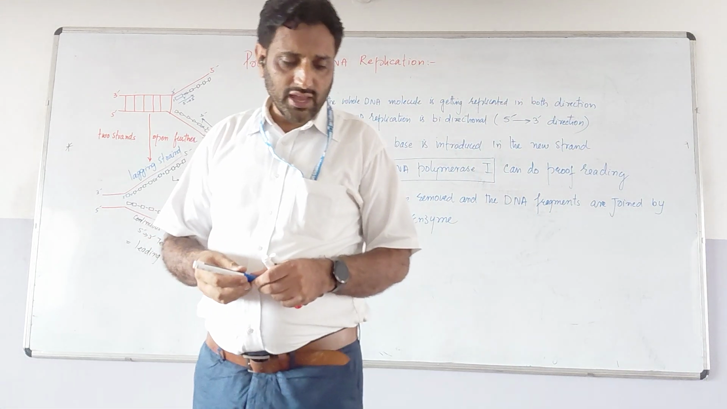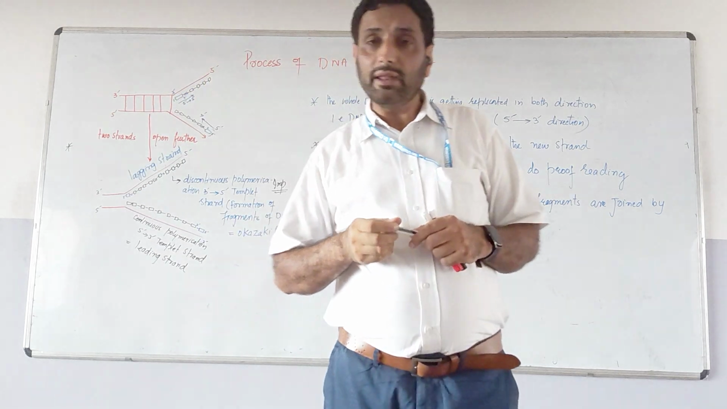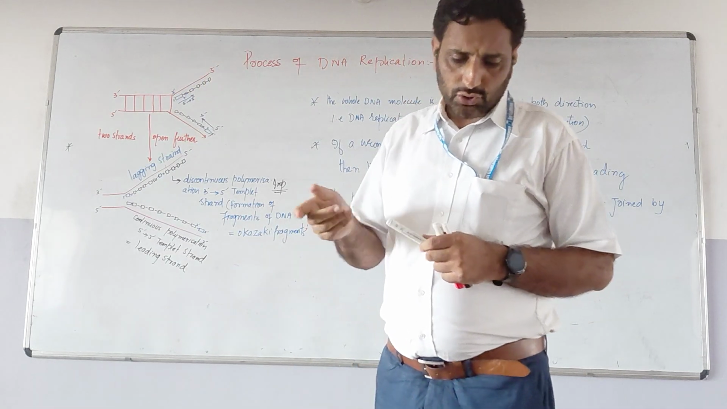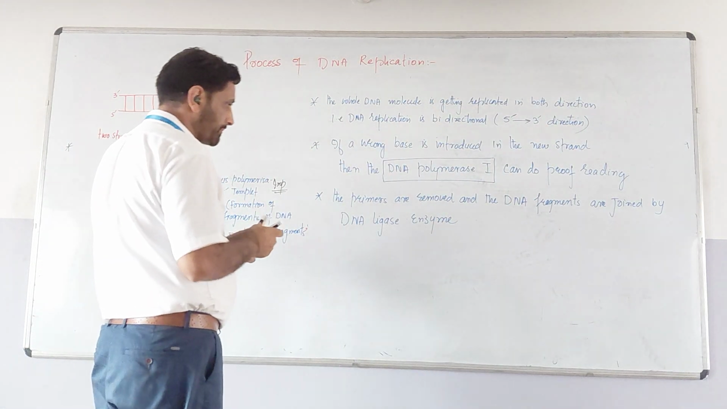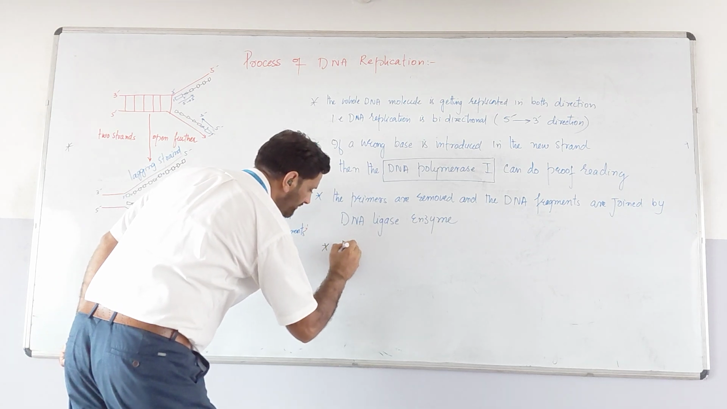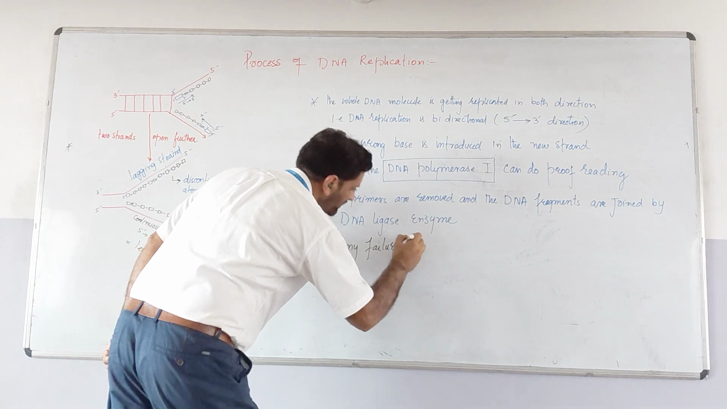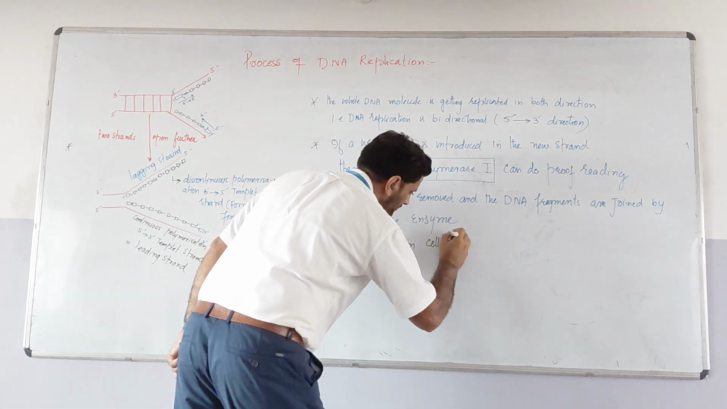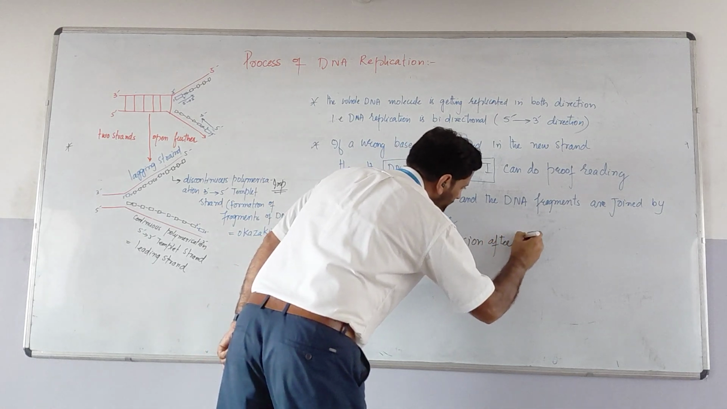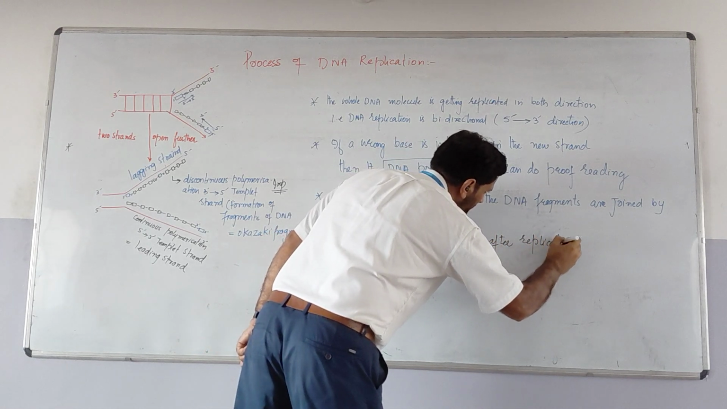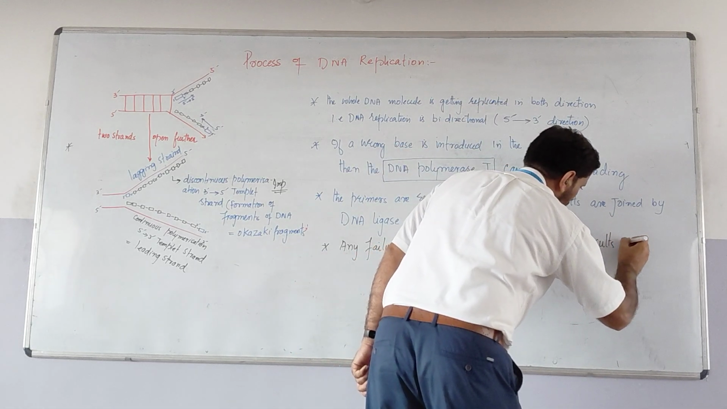Now, if there is a failure in the cell division after the replication of DNA, it will lead to polyploidy. So let me write some most important point here. Any failure in the cell division after replication results into polyploidy.